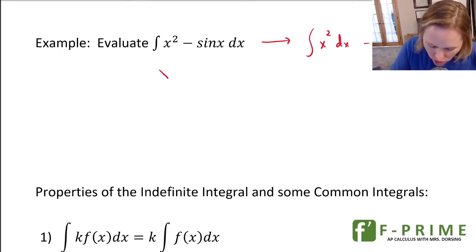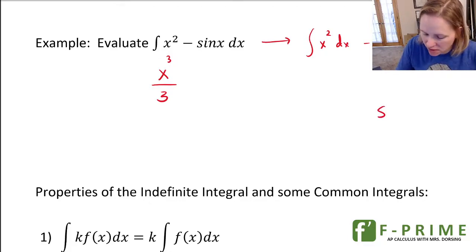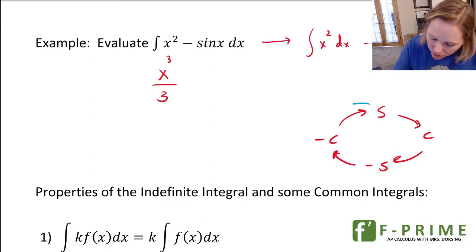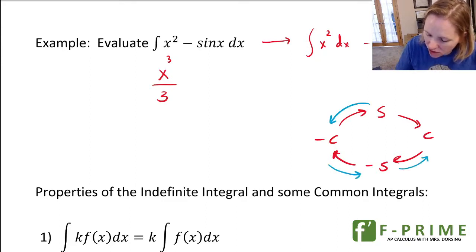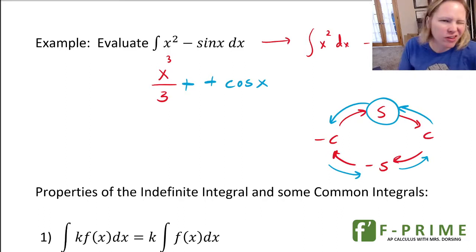So where did x squared come from? It came from x cubed over 3. Where did sine come from? Well, we always remember we have this wheel of signs: sine, cosine, negative cosine. The derivatives are all clockwise, but the antiderivatives are all anticlockwise, or counterclockwise. So sine came from negative cosine. So I'm going to have minus negative cosine. Those are going to cancel each other out and turn into a plus. You could have also thought of it as a negative sign, and you would have gotten the same result.